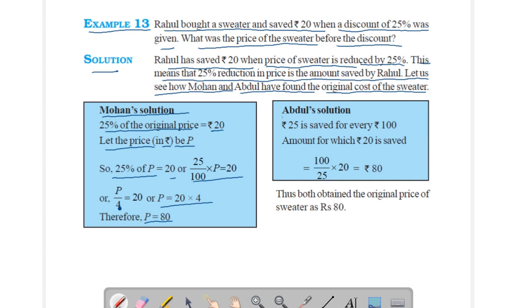Now say Abdul's solution. Rupees 25 is saved from every rupees 100. The amount for which rupees 20 is saved is equal to 100 upon 25 into 20, and if you simplify it, you will get rupees 80. Thus, both obtained the original price of the sweater as rupees 80. Your answer is rupees 80.